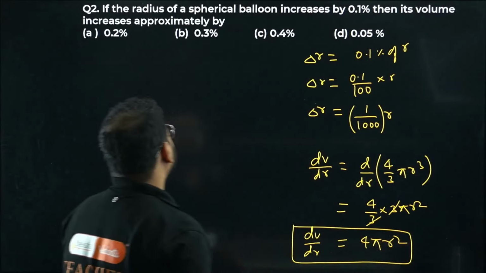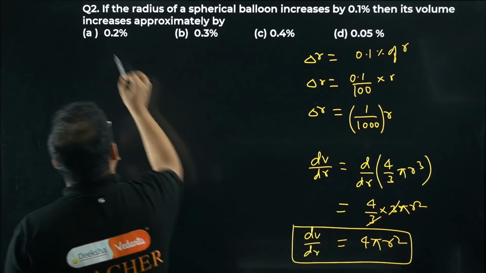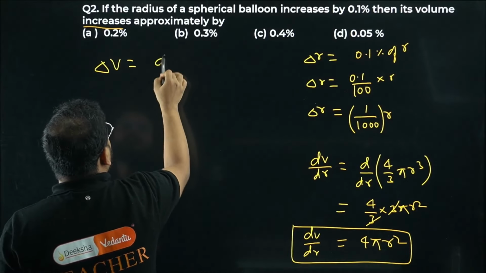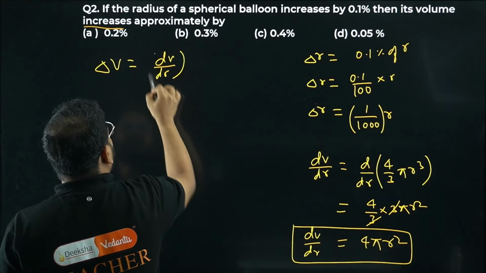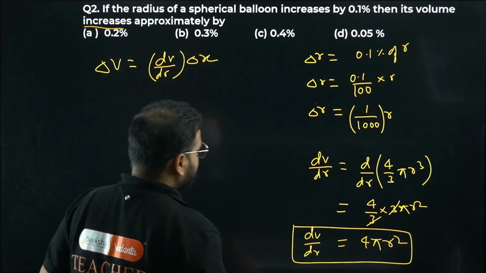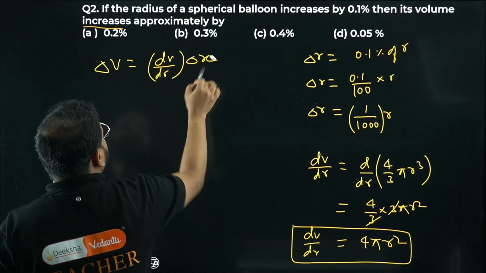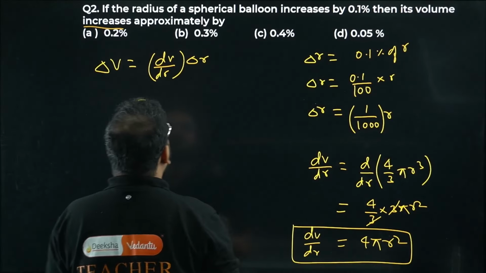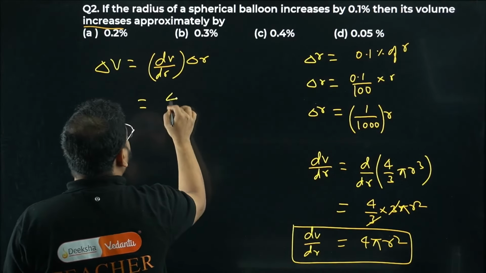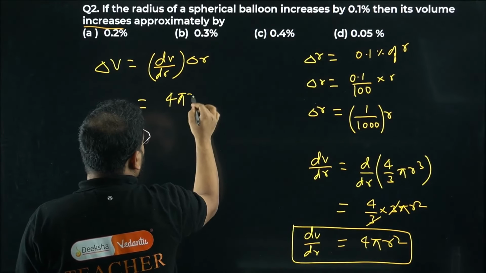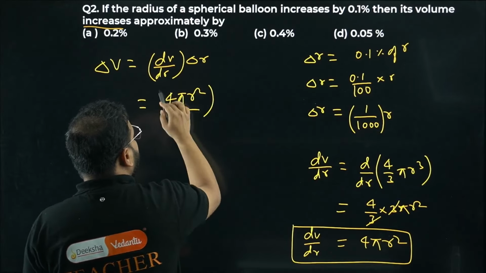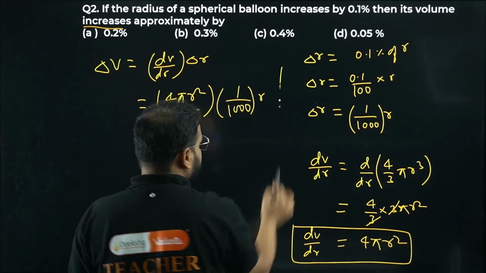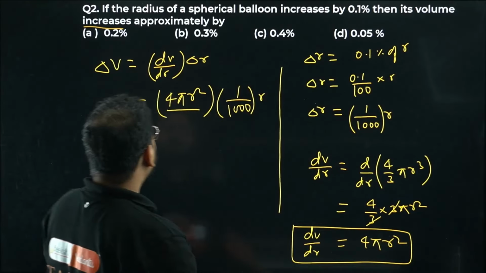Now what are you looking for? The change in volume. So delta v will be equal to dv by dr times delta r, excuse me, the radius over here. Can we have the values now? dv by dr is 4 pi r square, and delta r is 1 upon 1000 times r. Agreed? Correct, right?